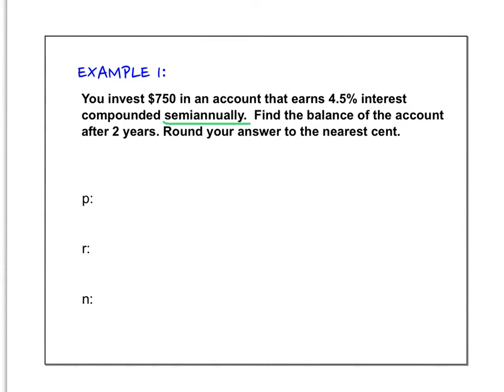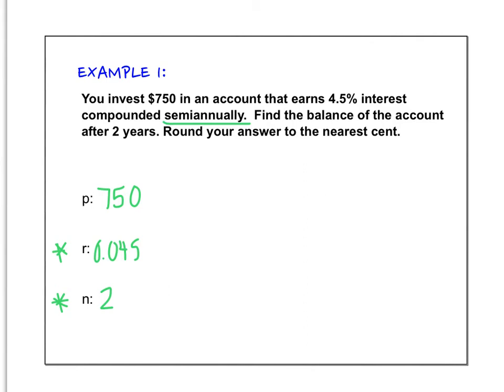The first thing you should do is jot down the numbers that you're going to use for P, R, and N, especially since the R and N we're going to have to make some slight adjustments for since it's semi-annually. The principal amount is just as it's given, that's $750. The rate as it's given right now is 0.045 and my years are 2. I'm not going to use 0.045 and 2 though because I need to make my changes first.